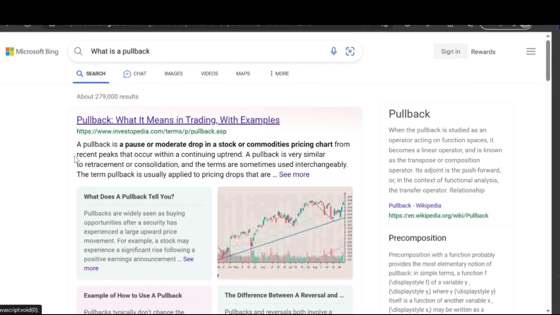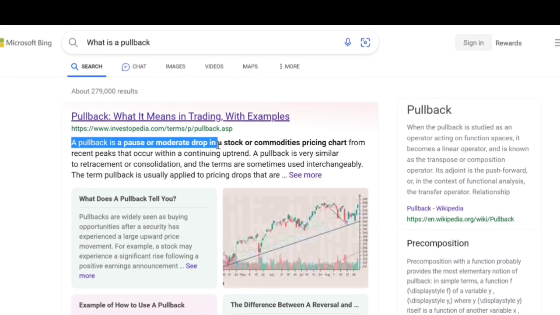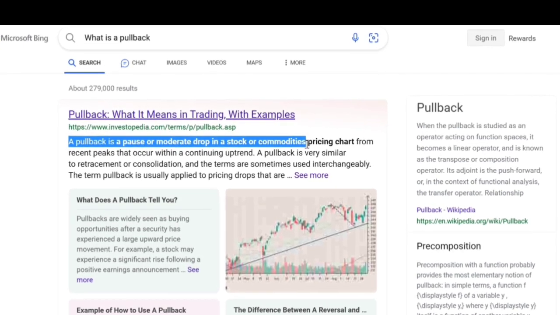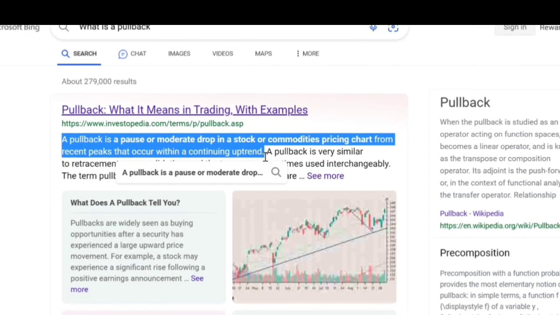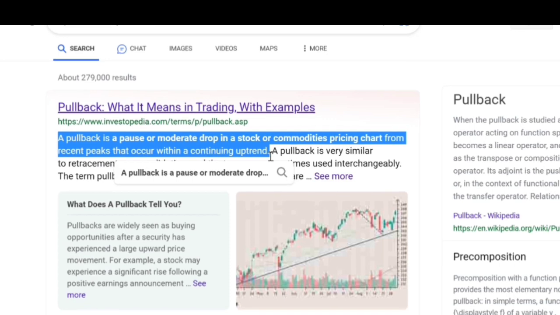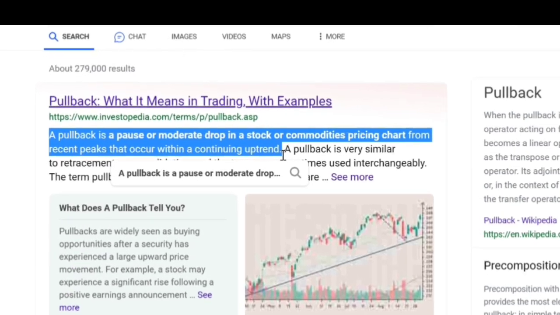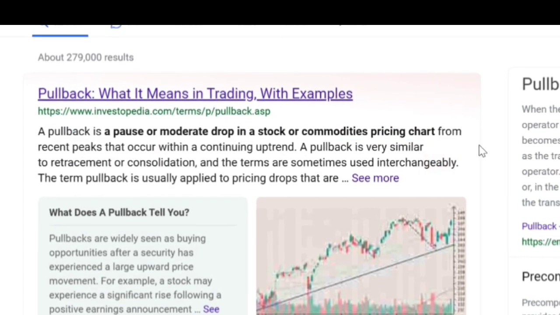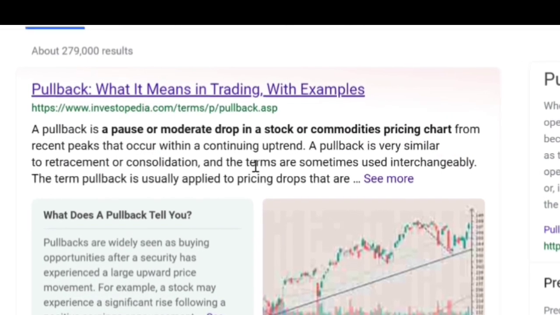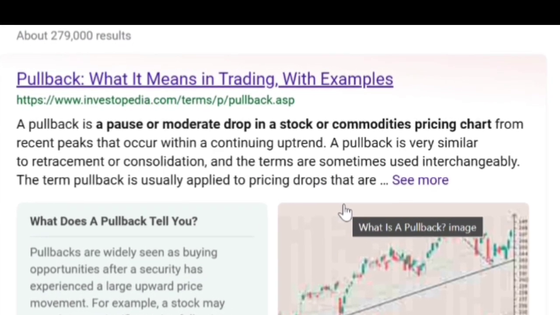According to investopedia.com, a pullback is a pause or a moderate drop in a stock or commodity's pricing chart from recent peaks that occurs within a continuing uptrend. So this means that we must have a predefined trend. Suppose you are going up, then you would have those pullbacks that are going down, right? A pullback is very similar to a retracement or consolidation, and the terms are sometimes used interchangeably. That does not matter, let's forget about that.